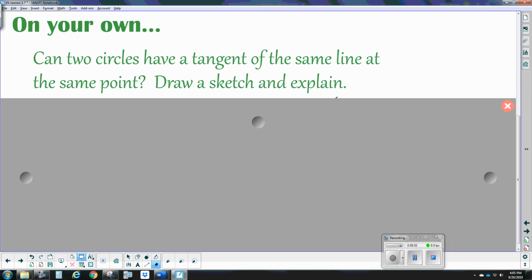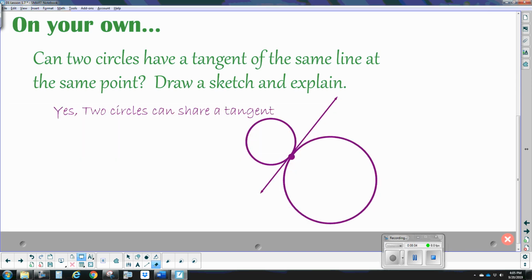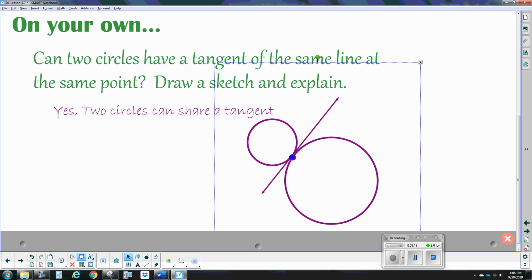And the answer to this question is yes. And here is just one example. This point right here doesn't cross through the two circles. It just is the point where the two circles touch. And then this tangent too does not cross through the two circles. It is only passing through that specific point.